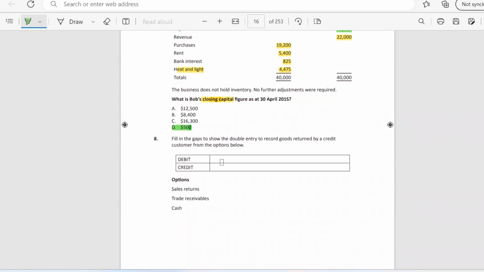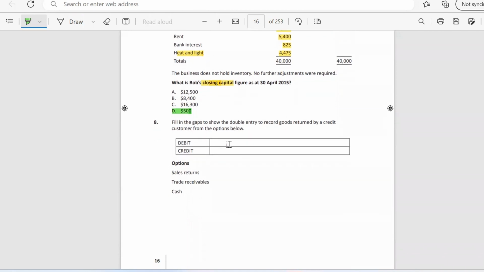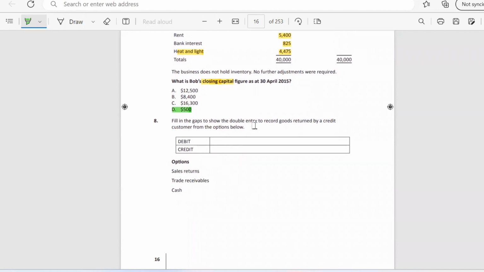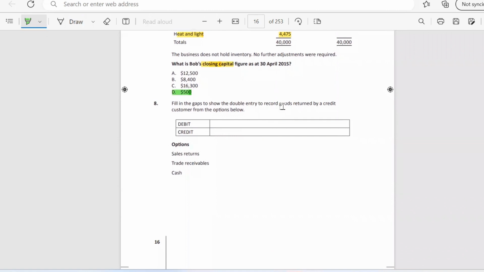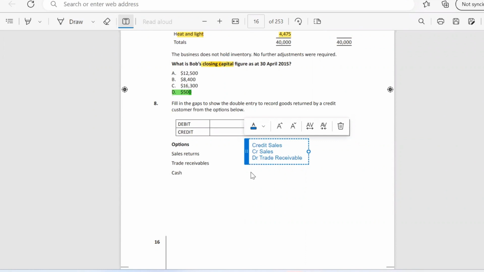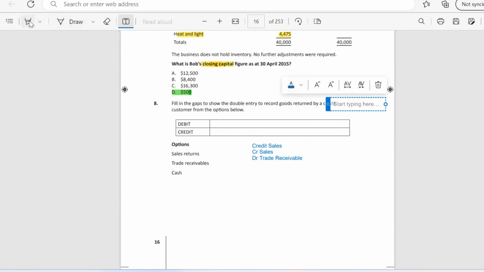Next question, fill in the gaps to show the double entry to record goods returned by a credit customer from the options below. So what are the double entries for credit sales? And when we are talking about returns, the double entries would be reversed. So we use debit for sales returns and credit for trade receivable.